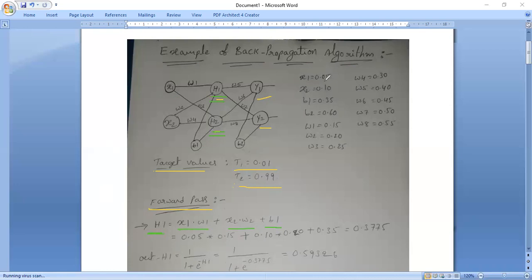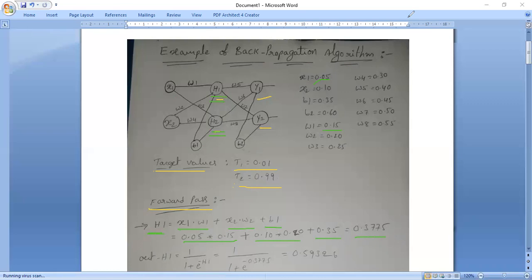Now we substitute the values. This is the x1 value, 0.05, into the w1 value, which is 0.15. So x1 into w1 plus x2 into w2 plus bias gives a total net value of 0.3775. This is the result for net h1.